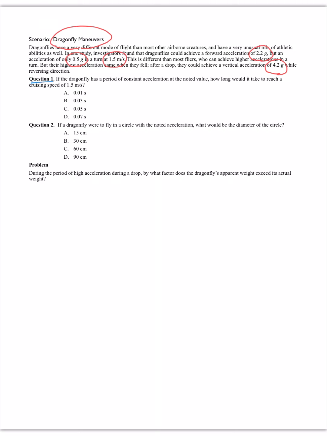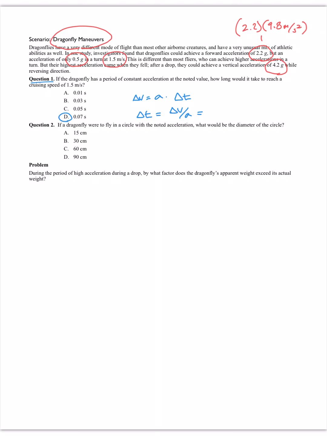Question 1. If a dragonfly has a period of constant acceleration at the noted value, how long would it take to reach a cruising speed of 1.5 meters per second? The change in velocity is equal to the acceleration times the time interval. The time interval is equal to the change in velocity divided by the acceleration, something we've seen previously. The acceleration that the dragonfly is given is 2.2 g. That's 2.2 times 9.8 meters per second squared. Remember, 1 g is 9.8 meters per second squared. And if we do that, we come out with a time that is approximately 0.07 seconds.